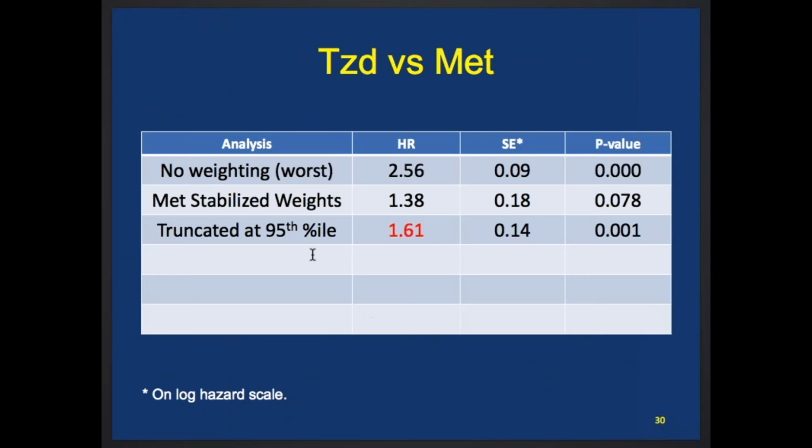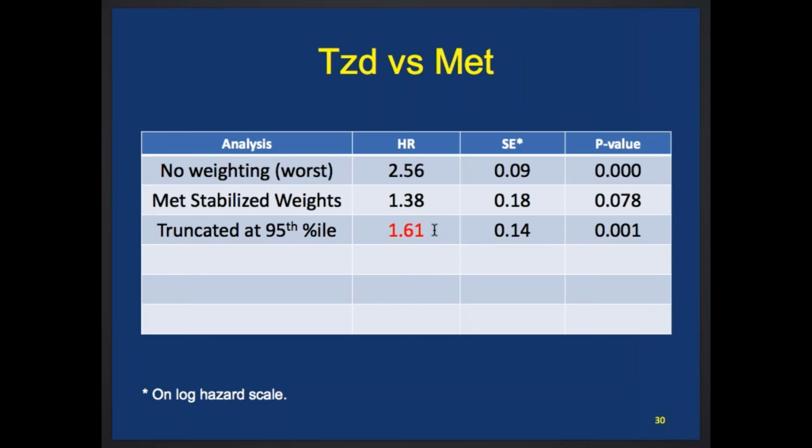So here's truncating at the 95th percentile. We get a hazard ratio of 1.61. Our standard error is a little bit better, and in this particular case, it happens to be better to the point of changing whether or not our estimate was significant or not. But we got improvement on our standard error, and that was the goal of the truncation.